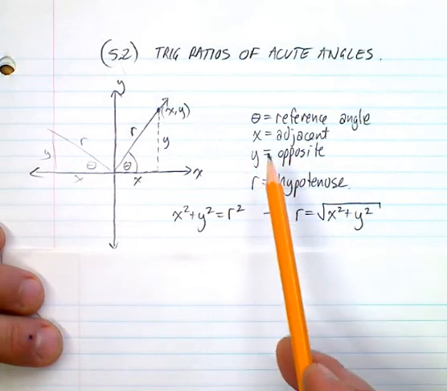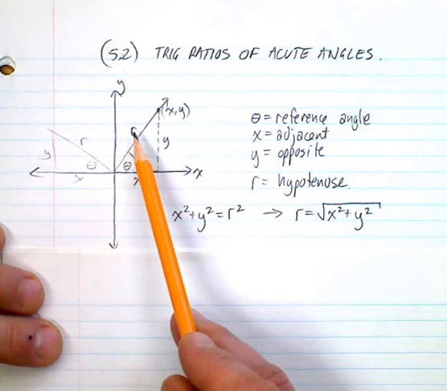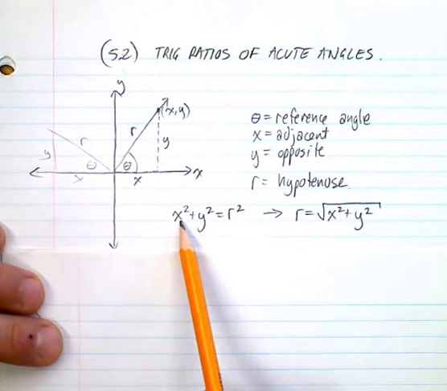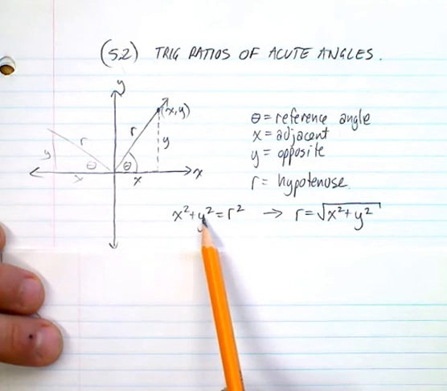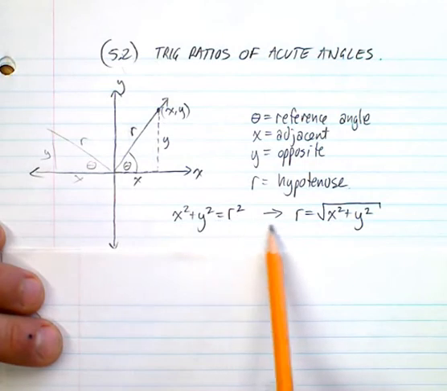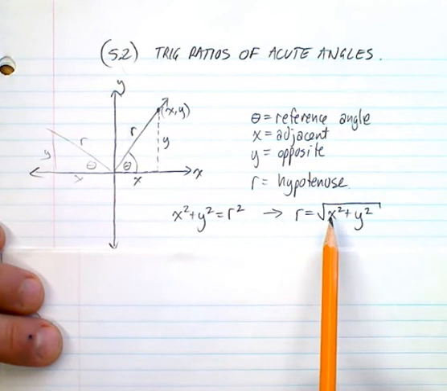So you've got your x side as your adjacent, your y side as your opposite, and your r as your hypotenuse. Hopefully you can see that Pythagorean relationship: a squared plus b squared is c squared, or in this case, x squared plus y squared is r squared. And we can always solve for that r, the hypotenuse, or the terminal arm, whatever that length is, as the square root of x squared plus y squared.